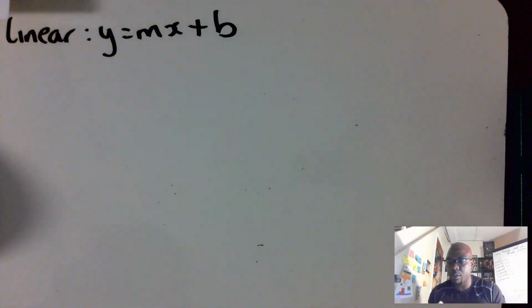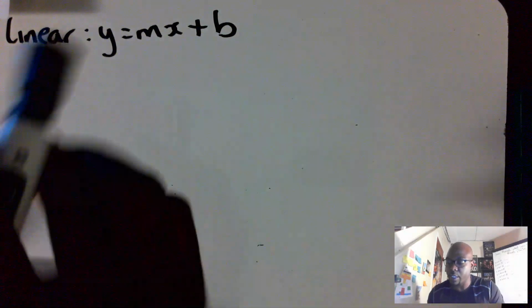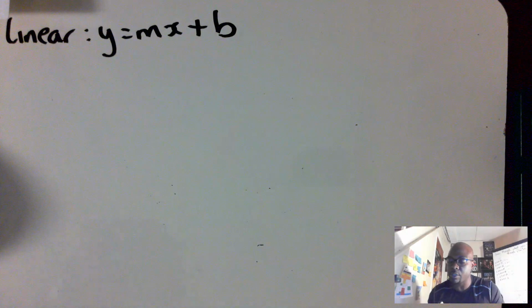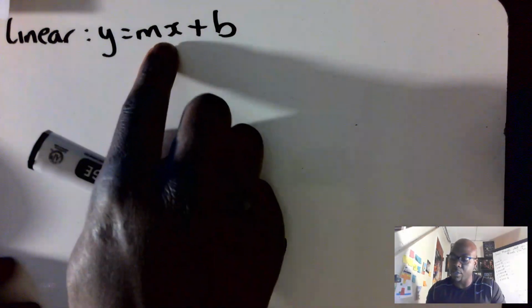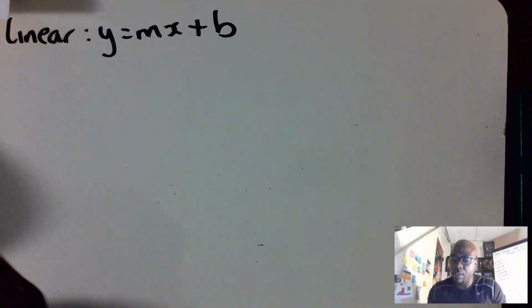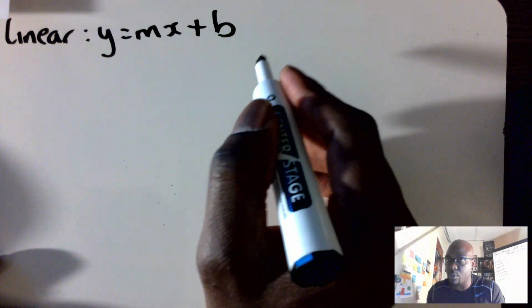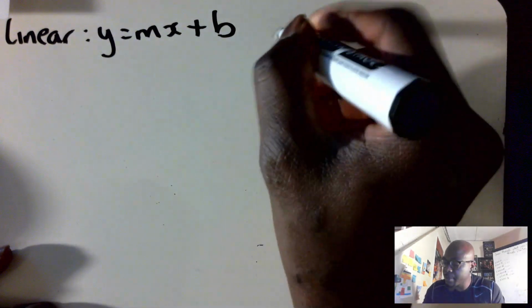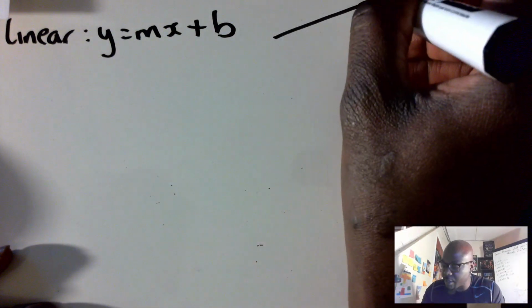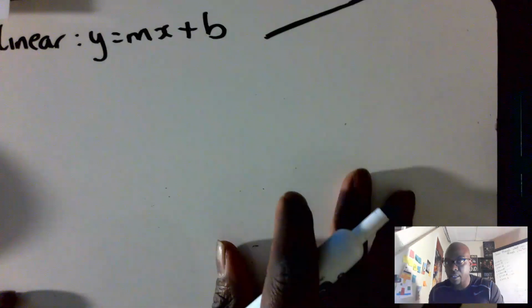So the first one that we're going to look at is a linear function. A linear function is in the form y equals mx plus b. And what is happening to the x here? We know that for here, the x has an exponent of 1. So this is the linear function. The simplest way to identify a linear function by graph is a straight line. All right, that's the simplest way.